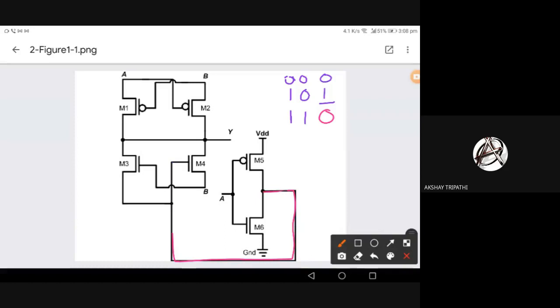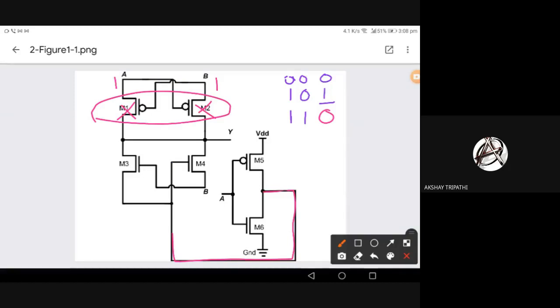Okay, so A is 1 and B is 1. So both M1 and M2 are off. That is clear, right? Because the gates, or control terminals, of both PMOS M1 and M2 are getting high, so they are off. So you don't need to consider any logical value from the top portion. It doesn't affect the circuit. Whatever logical value your output is going to receive is from the bottom part of the circuit.